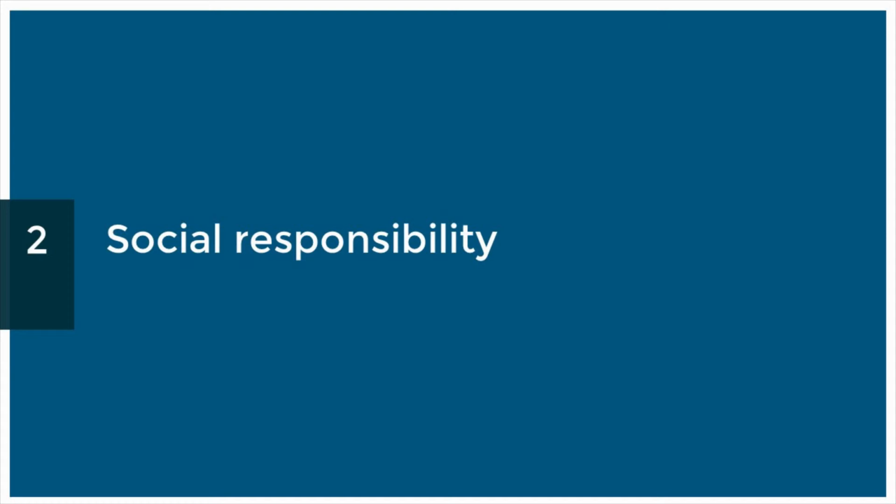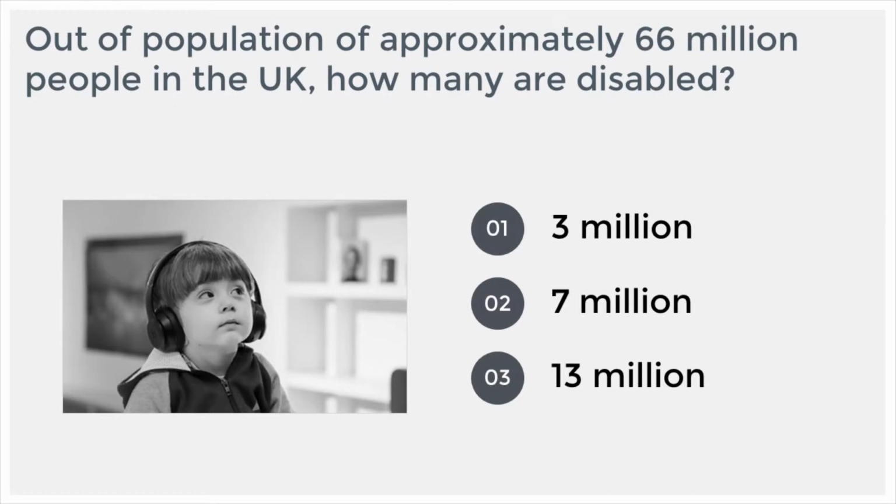Let's look first at the issue of social responsibility, which becomes even more compelling when we understand how many people in the UK have a disability or permanent impairment. Out of a population of approximately 66 million people in the UK, how many do you think are disabled? 3 million, 7 million, or 13 million? Let's have a look. The correct answer is 13 million.